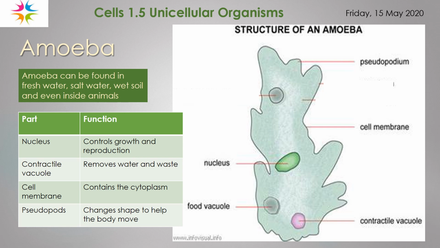Information about the amoeba and the structure and the names of the parts. So the four parts we need to look at are the nucleus, which we've seen in all the cells except from the red blood cell. That controls the growth and reproduction. The contractile vacuole removes the water and waste. The cell membrane, as usual, contains the cytoplasm. And the pseudopods change shape to help the body move.